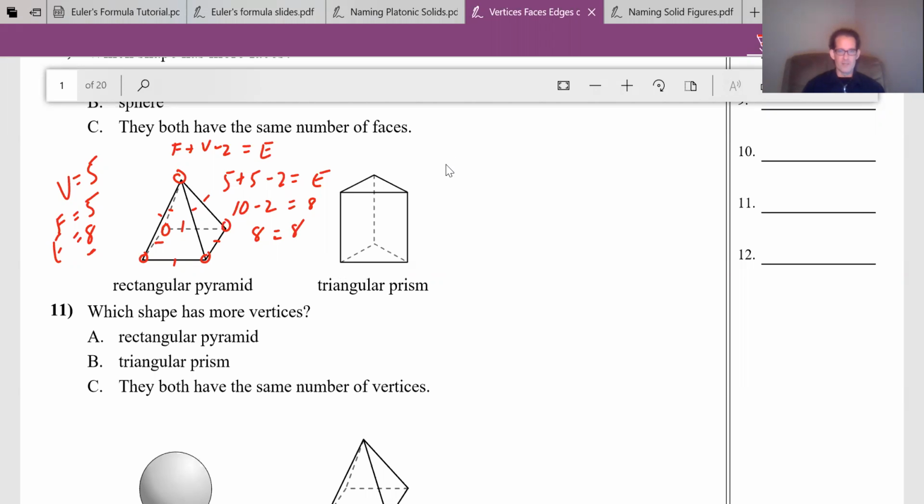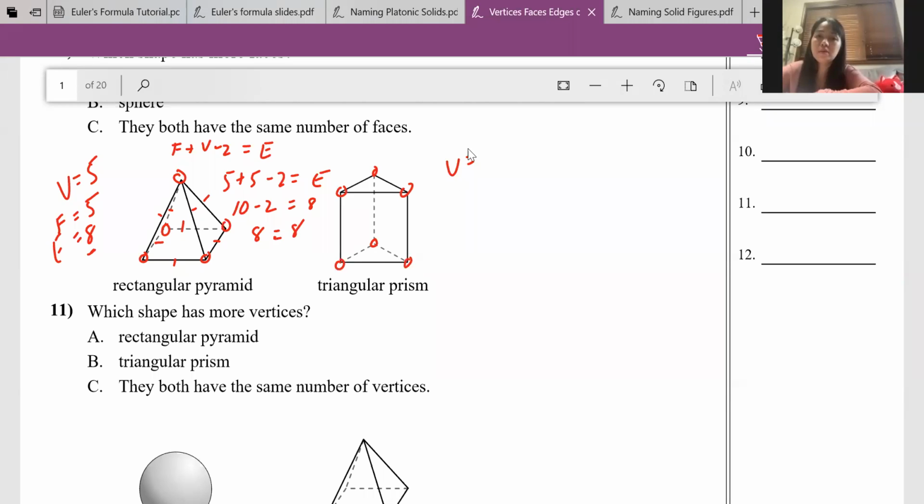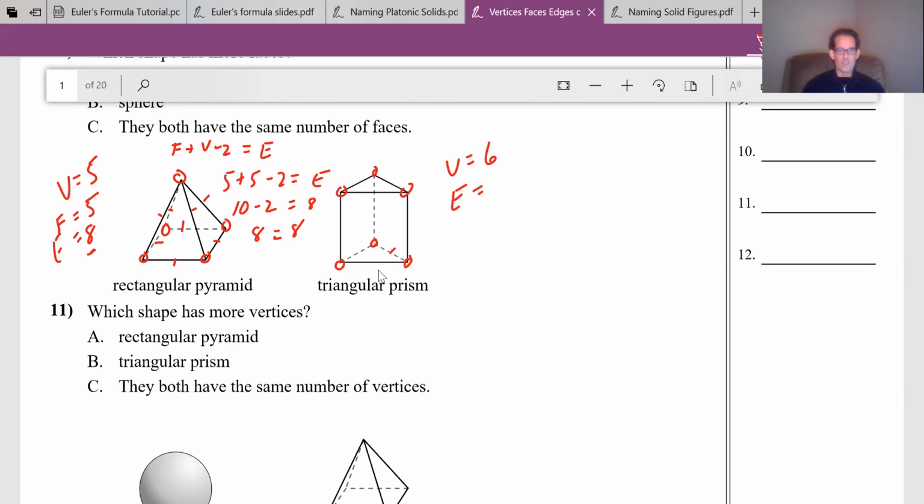Let's do vertices. I have 1, 2, 3, 4, 5, 6 vertices. Let's try edges. I have 1, 2, 3 on the bottom, 4, 5, 6, 7, 8, 9 edges. Let's look at our faces. I have the bottom of it, and I have the 2 ends. That's 3, 4, 5. Let's count that again. 1, 2, and the bottom is 3, 4, 5. So 5 faces. Okay, here's the formula I want you to use.